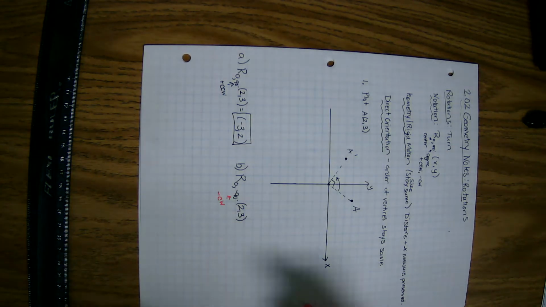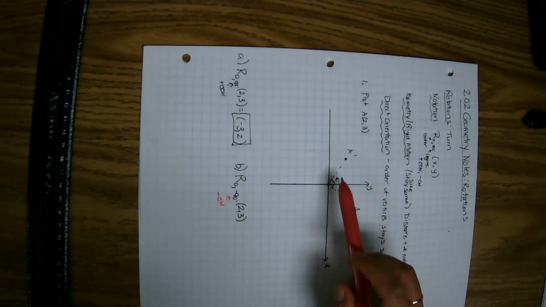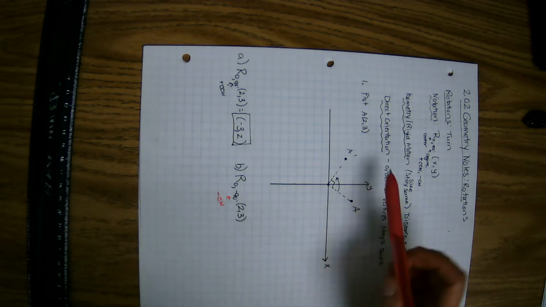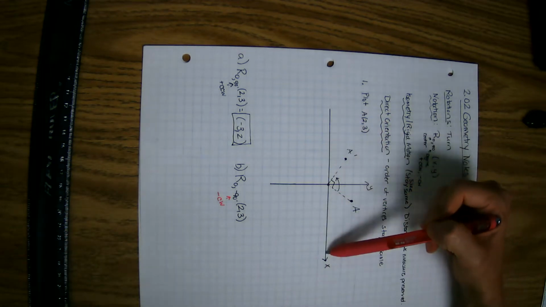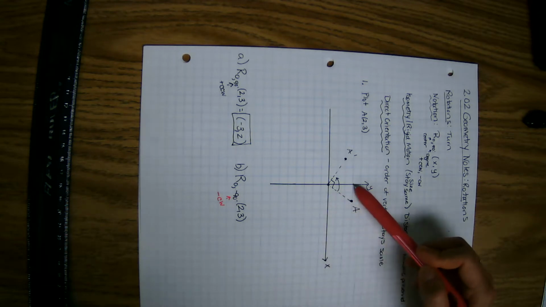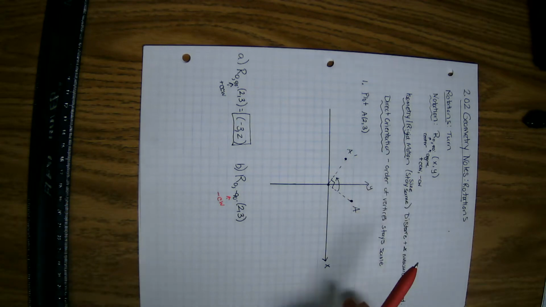Now I'm going to look at this point here, my original point. I'm not writing anything down. I'm just counting the boxes and treating this as my new x-axis and this as my new y-axis. So I'm going over 1, 2, 3 to the right and down 2. So that's 3, -2.